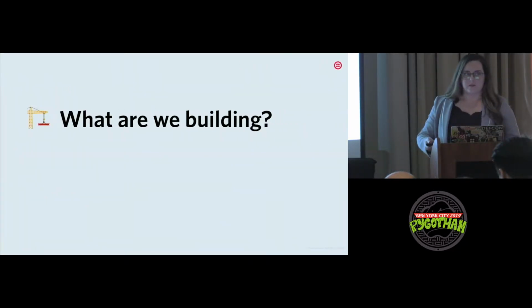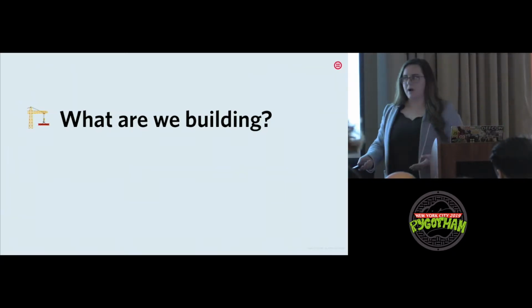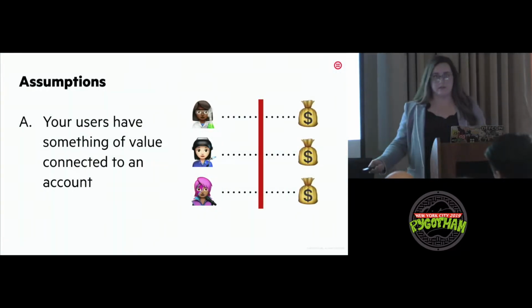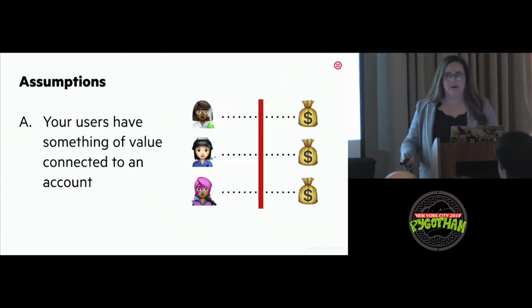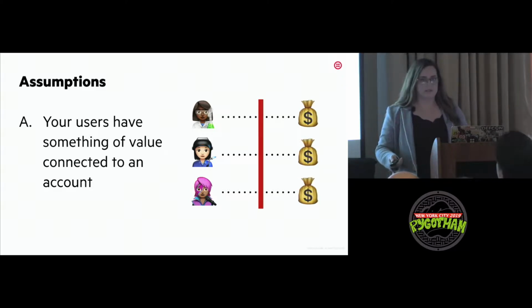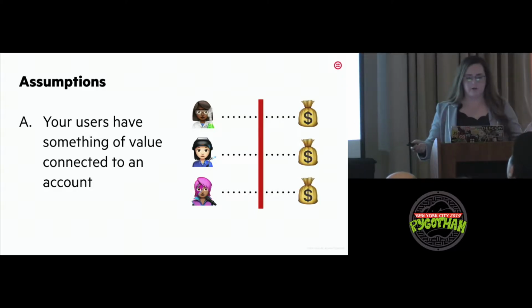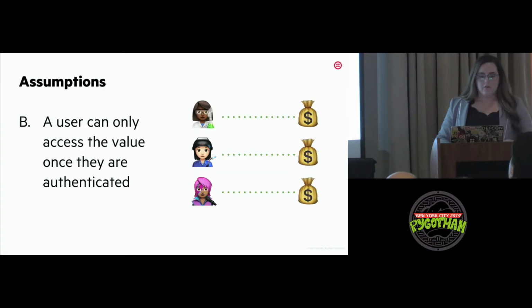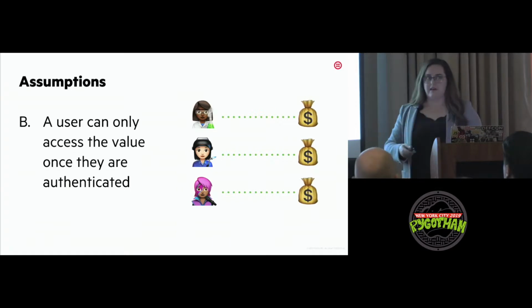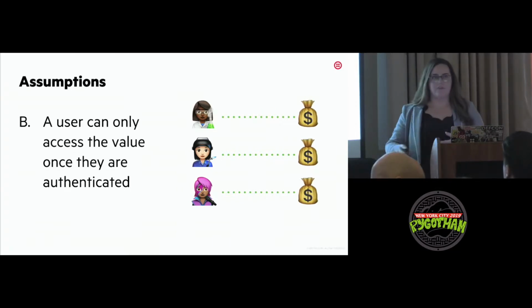So let's first talk about some of the commonalities of what we're building and walk through a few assumptions for our system, specifically why we even need authentication. So for our authenticated system, we have this assumption that the user has something of value tied to their account, right? If they didn't have that, or if it wasn't either tied to their account or if it wasn't valuable, we might not need the authentication in between the value and the human. We also hope that the user can only access that value once they have proven that they are who they say they are. And that is the authentication process that we normally go through.